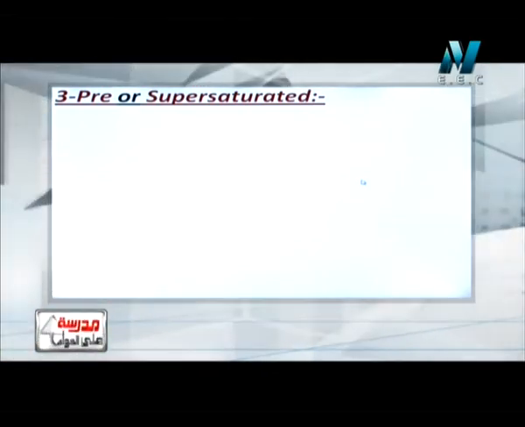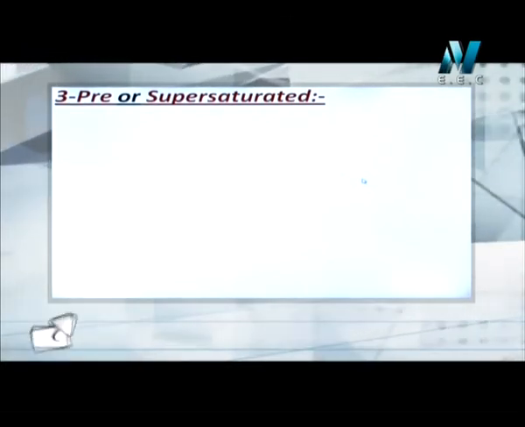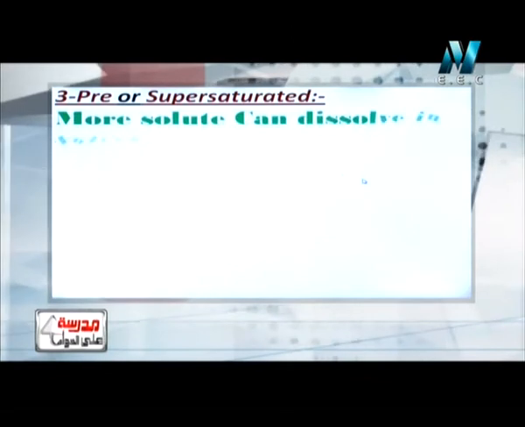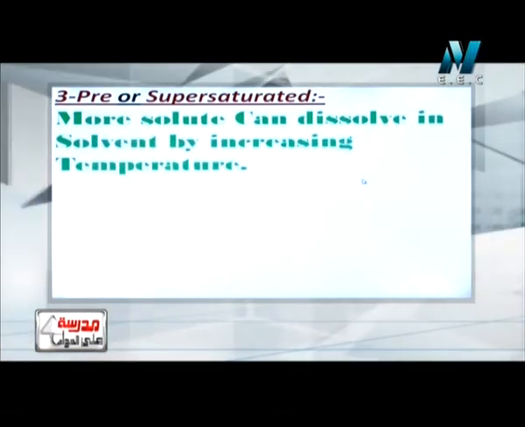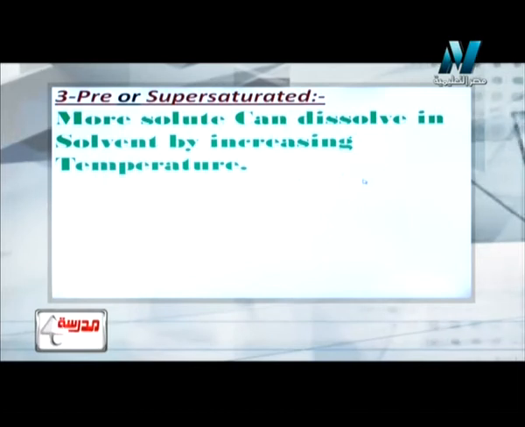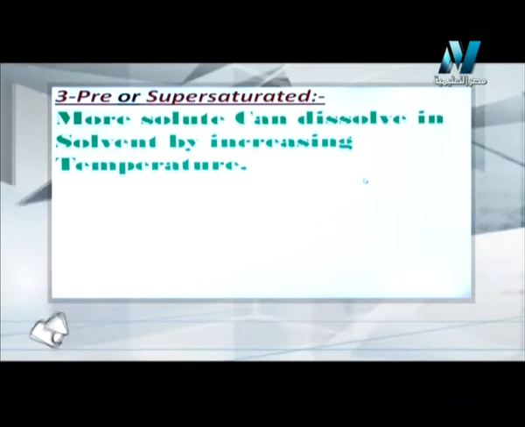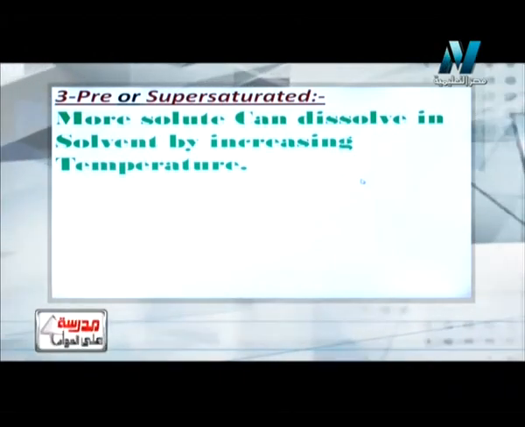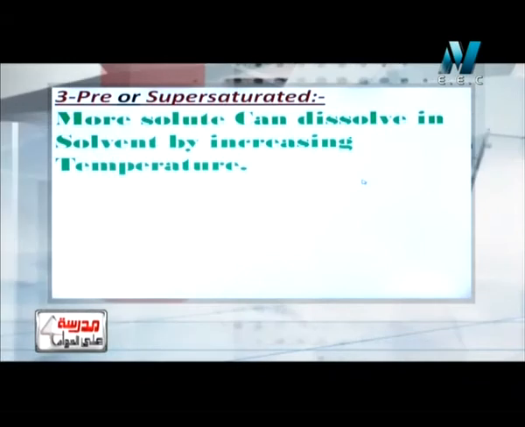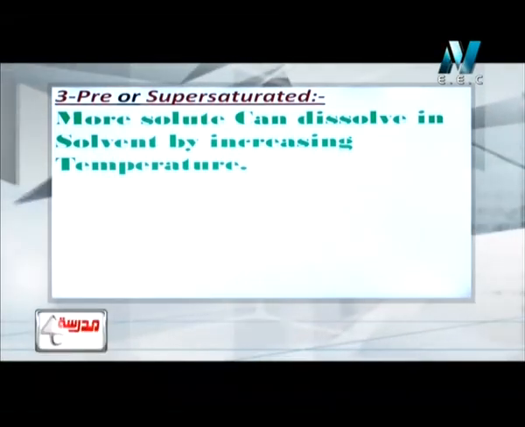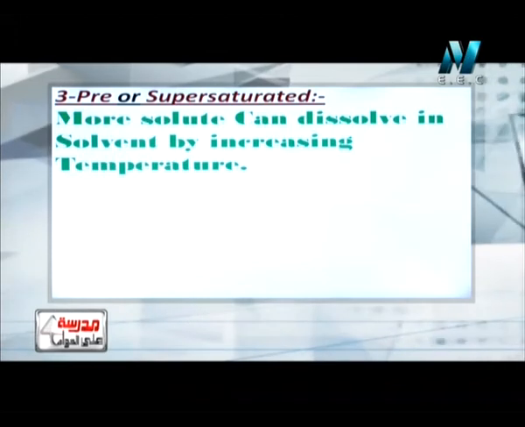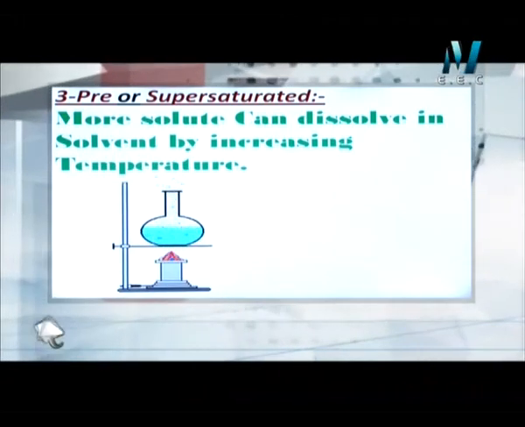The third type is pre or super saturated solution. ممكن اسميه pre saturated or super saturated. Both are right. So here more solute can dissolve in solvent but by increasing temperature يعني بالتسخين. As we prepare the artificial honey لما بيعملوا العسل الصناعي, sugar in water صح, بيحطوا سكر على ميه, by heating, here we increase the temperature.